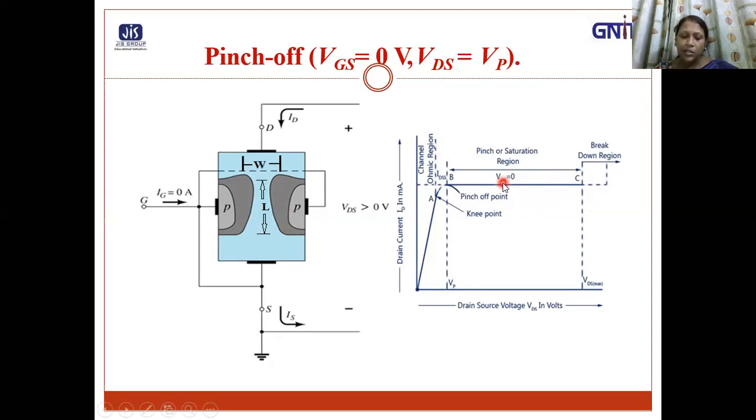This remains unchanged. Ultimately, a certain value of VDS is reached when JFET breaks down and ID increases to an excessive value as shown in the diagram. This is the breakdown region. And this voltage is called breakdown voltage, that is VDS max.